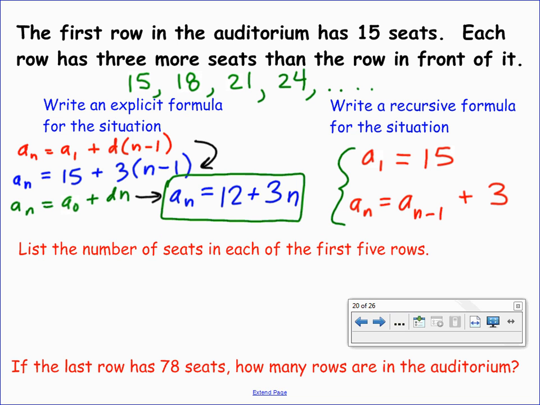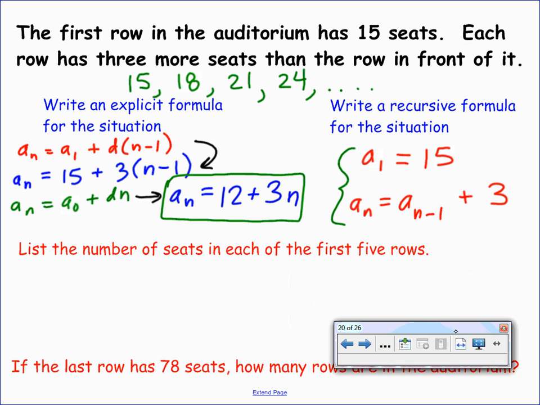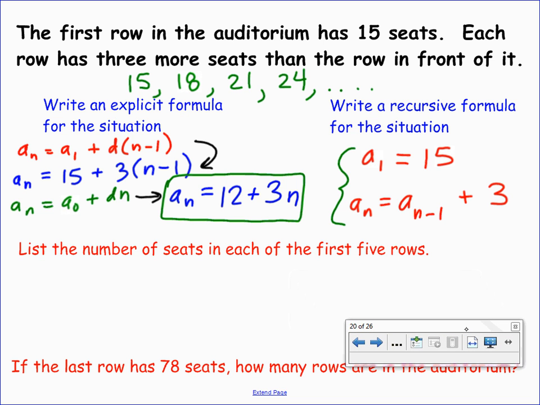Let's see what we're asked. List the number of seats in each of the first 5 rows. It looks like we almost already did that. I'll start with 15 and then plus 3, plus 3, plus 3. So let's do that. 15, 18, 21, 24, 27. How's that?